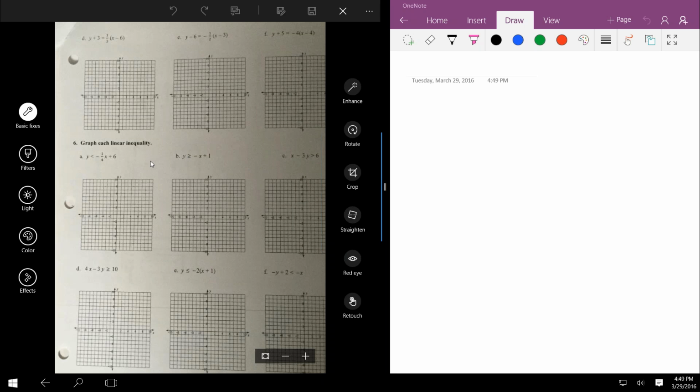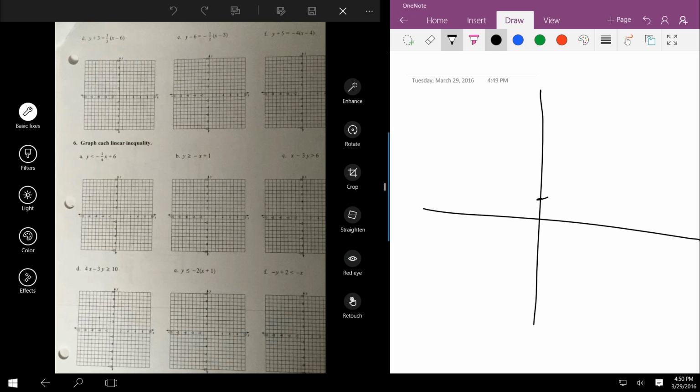Again, B is very much like A. On B, what's the y-intercept? That's just 1, correct? Plus 1, correct. What is the slope? What's M? Down 1 and to the right 1. Correct. The slope is minus 1. Okay. And then is the line solid or dotted? Dotted. Okay. So I start there.